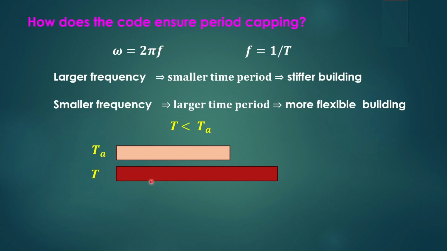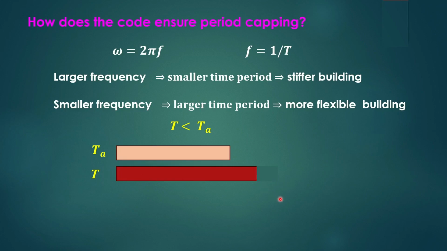Suppose the approximate time period formula value is this much length, a certain value, and the dynamically computed time period, which is the real time period of the structure out of dynamic properties, is longer than this. The code says this should not be longer. So what we do, we have to reduce it. We can reduce it up to here.